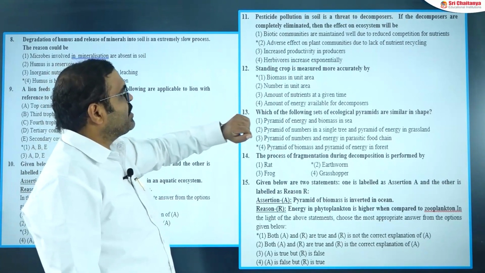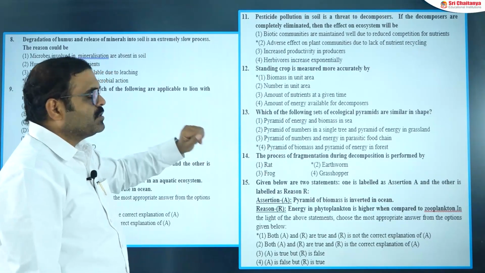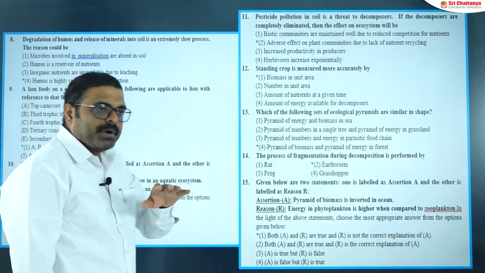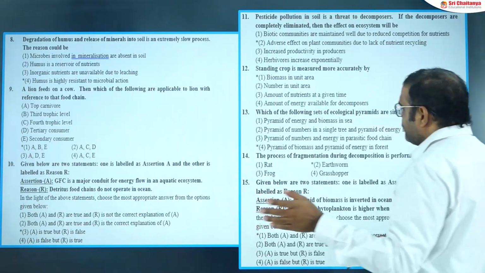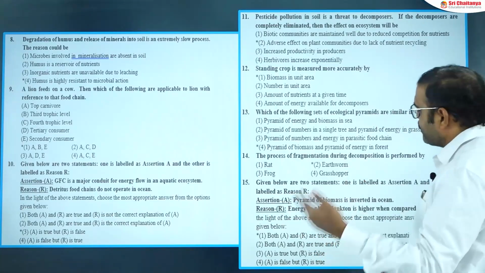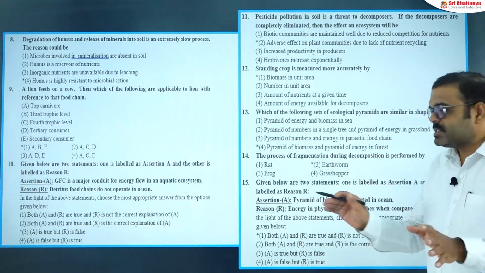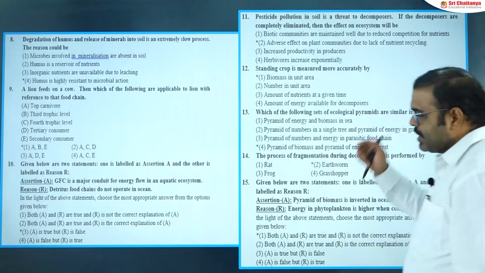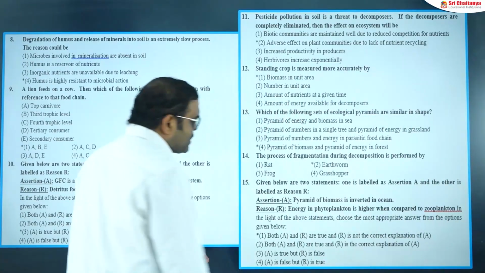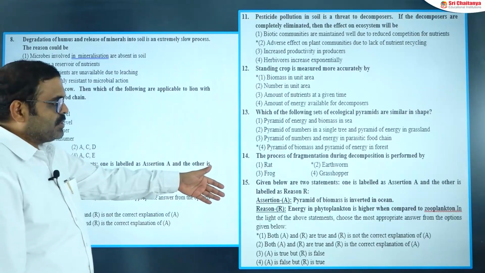Which of the following sets of ecological pyramids are similar in shape? Pyramid of biomass is inverted in lake ecosystem, but in the case of forest, pyramid of biomass is upright and pyramid of energy is always upright. And the next one is the process of fragmentation during decomposition maintained by earthworm. Next, pyramid of biomass inverted in ocean.